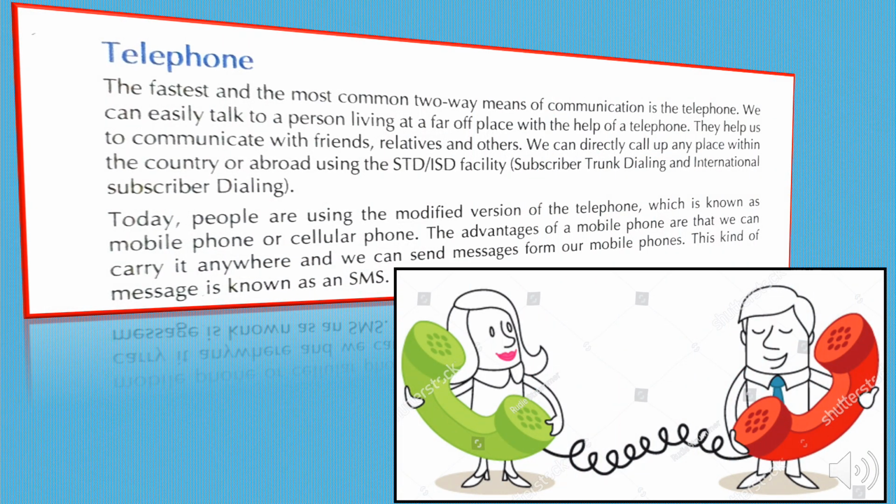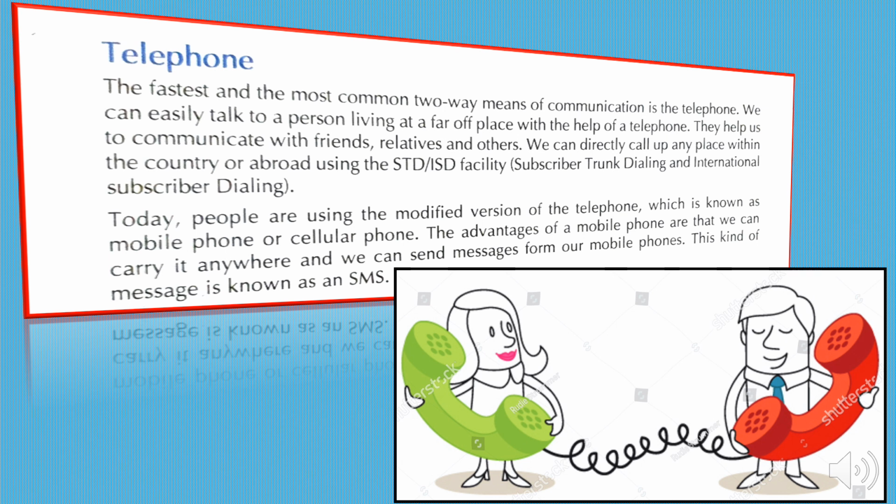So now there is another means of communication, the telephone. I am sure, kids, you all are using the telephone on a daily basis and you know perfectly how to use it. So let's start. The fastest and the most common two-way means of communication is the telephone. Here, children, there are two things which we have to keep in mind. First, the telephone is the fastest means of communication and this is the most commonly used two-way means of communication. Correct, you got me.